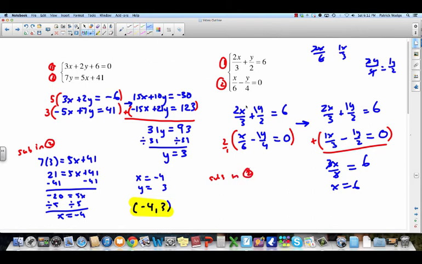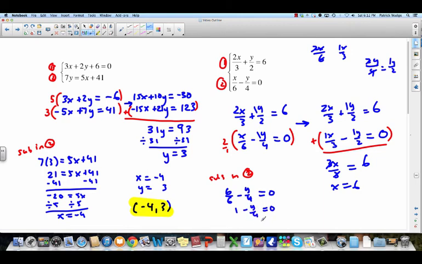So if we substitute in the second one, we get x over 6, which is 6 over 6, minus y over 4 equals 0. That's a y over 4. 6 over 6, that's the same as 1. So we get 1 minus y over 4 equals 0.